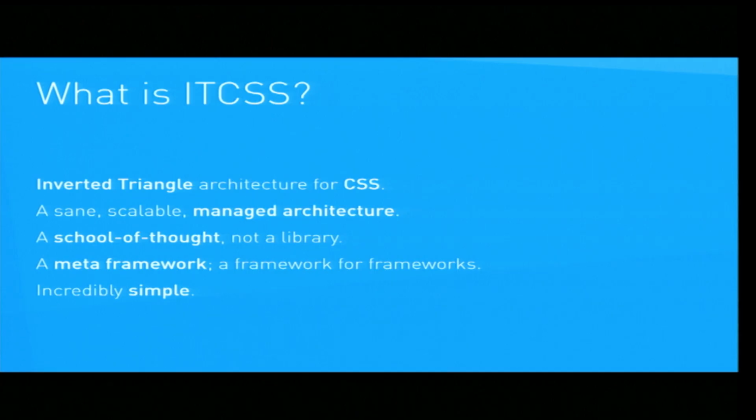What is it? It stands for the Inverted Triangle Architecture for CSS. It's a sane, scalable, managed architecture. I say managed because it's very high level. It encompasses entire projects. It's a real simple diagrammatic way of looking at an entire product or project's worth of CSS. It's really, really simple as well, so don't expect anything complex or mind-blowing. One of the reasons I'm most proud of it is because it's dead simple.